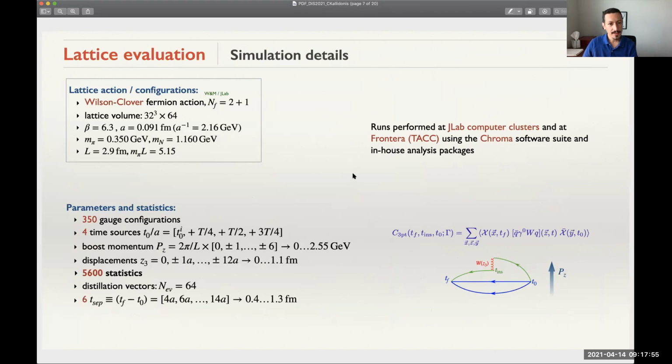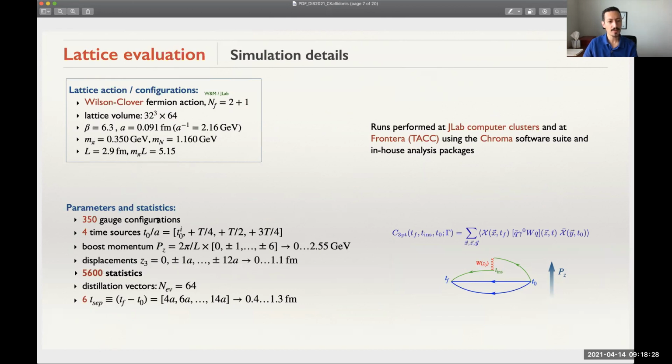Now, the simulation details. We consider a single gauge ensemble with the Wilson-Clover fermion action with 2 light quarks plus a strange quark. Our lattice volume is 32 cubed times 64. We have a lattice spacing of about 0.09 Fermi. And the pion mass for this ensemble is around 350 MeV, which is away from the physical point, but that's okay for a first exploratory study. And here are the parameters of our calculation.